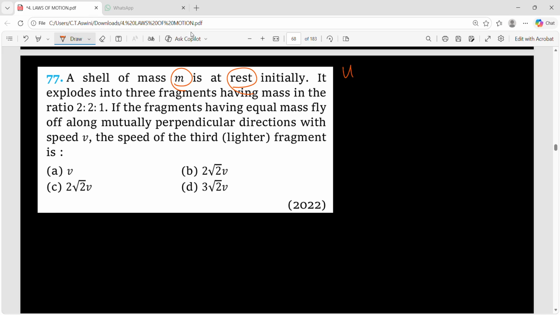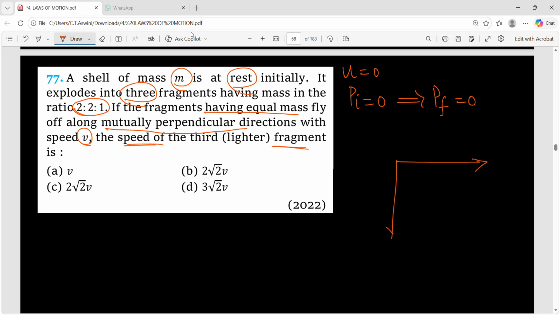Next, a shell of mass m at rest initially. That means initial velocity 0, initial momentum of the system 0. That means according to conservation of momentum, final momentum of the system also has to be 0. Exploding into 3 fragments in the ratio 2:2:1. Fragments having equal masses fly along mutually perpendicular directions with the speed v. We have to find the speed of the third part. Same model. Do it fast. So 2 kg, v meter per second. This is 2 kg equal masses moving with the speed v meter per second.